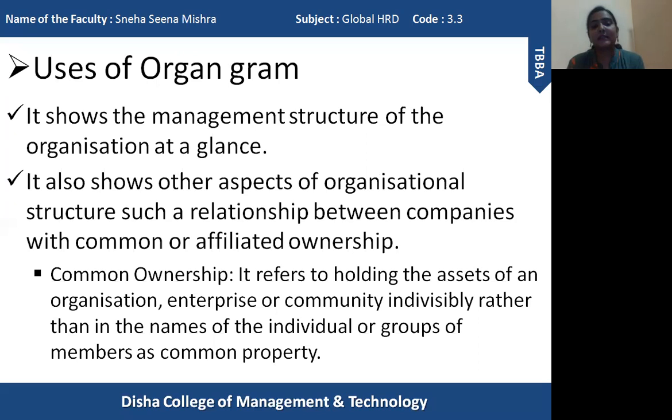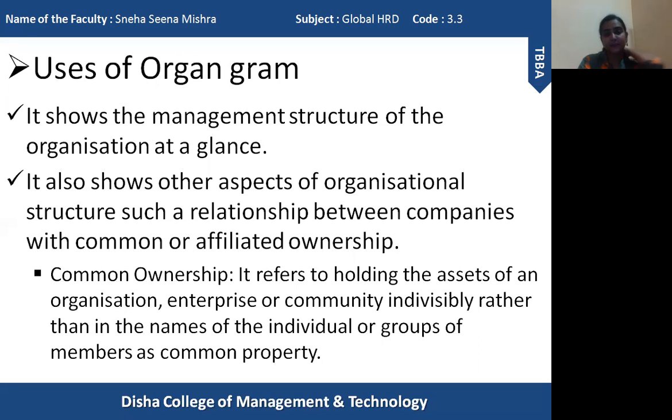So here it says that it shows the management structure of the entire organization at a glance. You can simply understand how many departments are there in an organization, how they are operating, how they are connected to each other, how they are coordinated, how many people are working in each department, how many designations are there, and what kind of duties and responsibilities each designation holds. So these things can be easily understood by simply looking at the organizational chart.